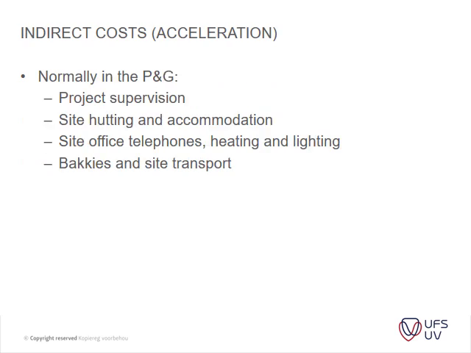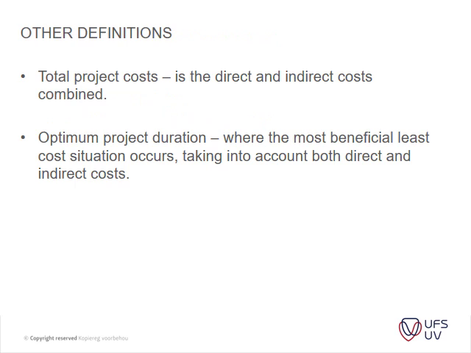Your indirect costs are your normal P's and G's, for instance project supervision, site hutting and accommodation, site office, telephones, heating, etc., buckies, transport, and so forth. Then other definitions: your total project cost is the direct and indirect costs combined. Optimum project duration is where the most beneficial least cost situation occurs, taking into account both direct and indirect costs.